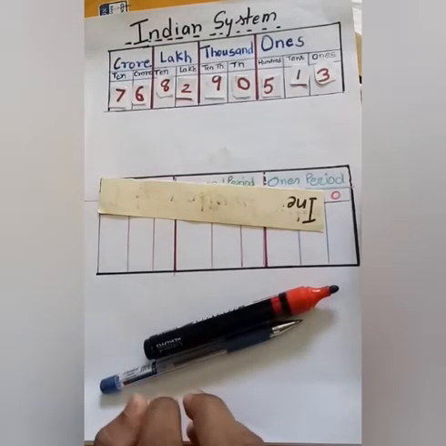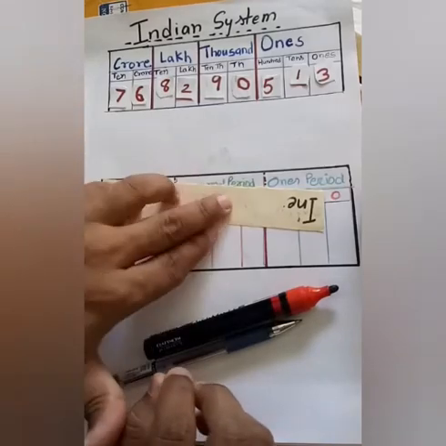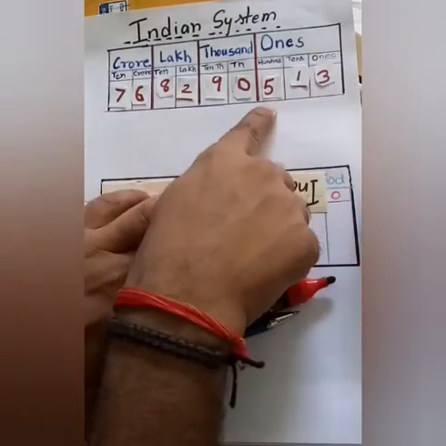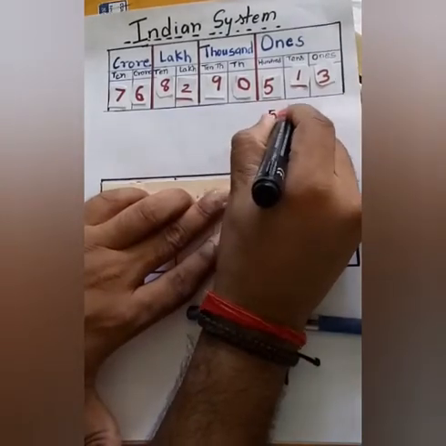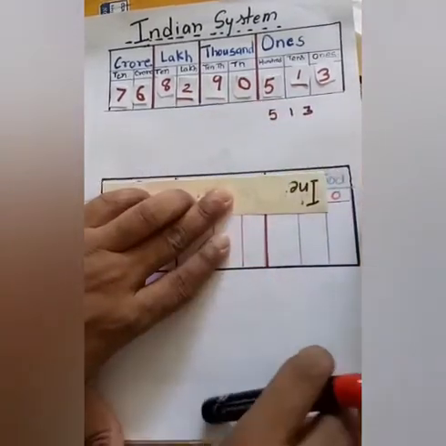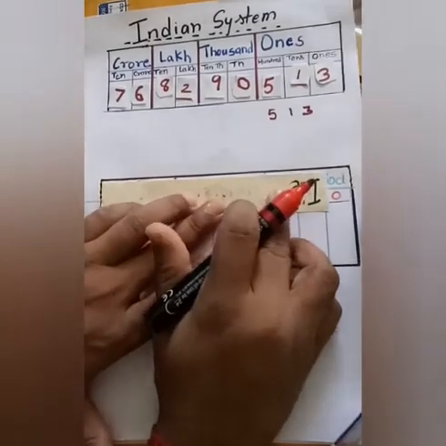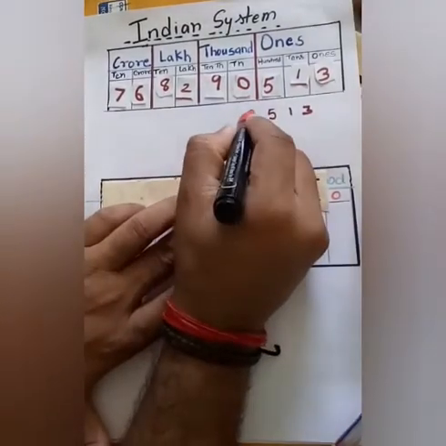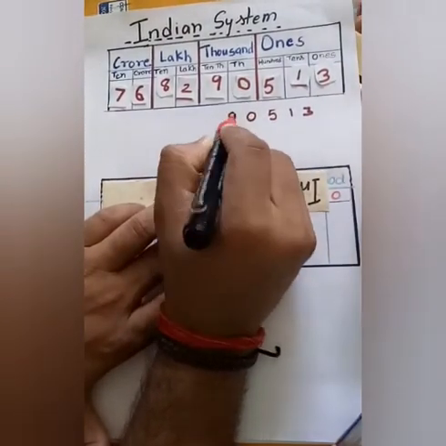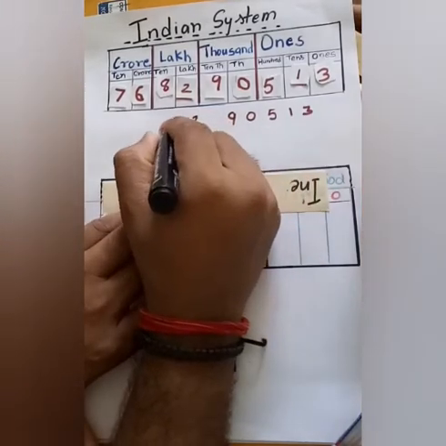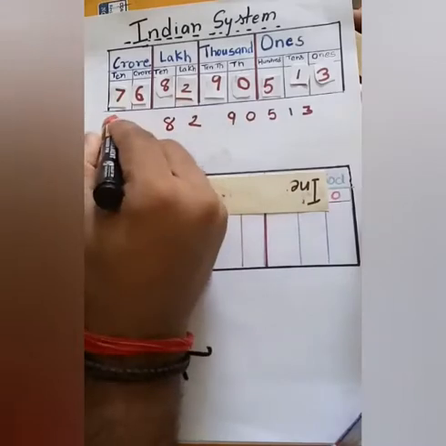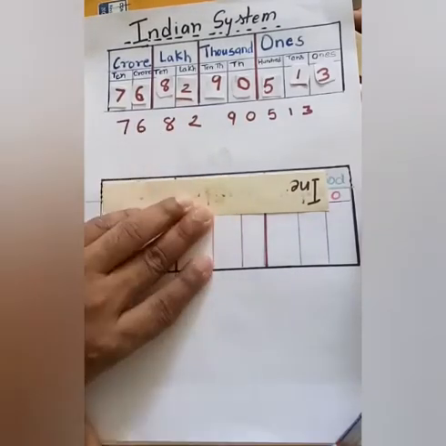Now can you read this number? What is it? Let me help you. Let me write these numbers here: 5, 1, 3 here, then we have 0 and 9, and then we have 2 and 8, and then we have 7 and 6.